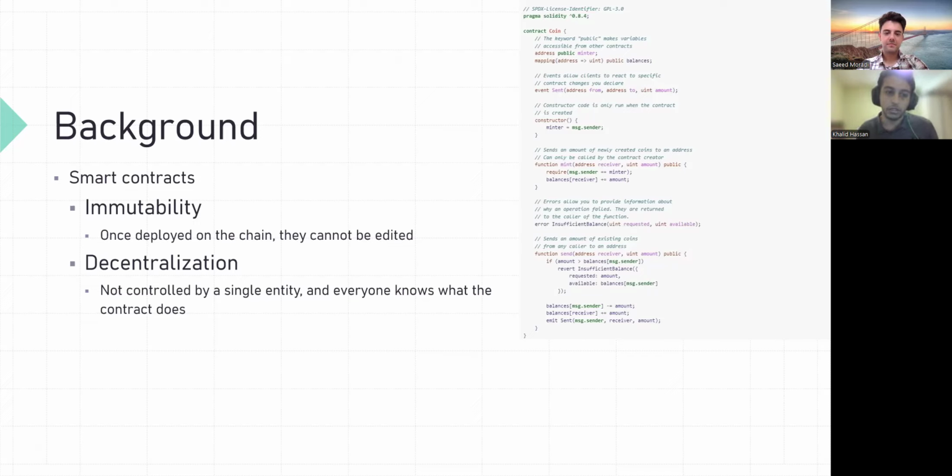The second characteristic that we're interested in is the decentralization of smart contracts. A smart contract is not owned by a single party. Instead, each node on the chain knows exactly what a contract does. And this creates a sense of transparency and trust such that any node can execute the smart contract without the need of a central authority or an intermediary to achieve the same output on every node.